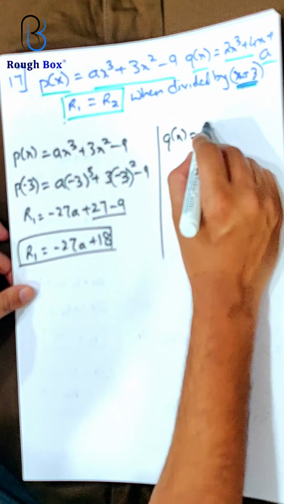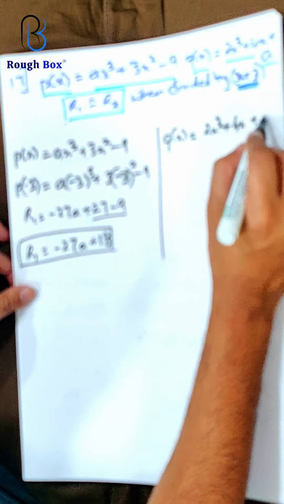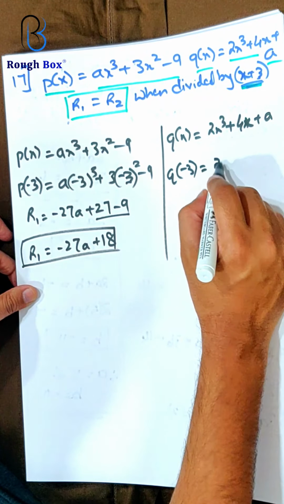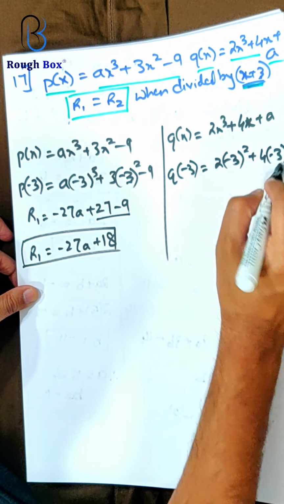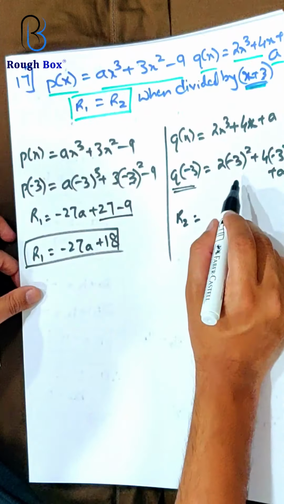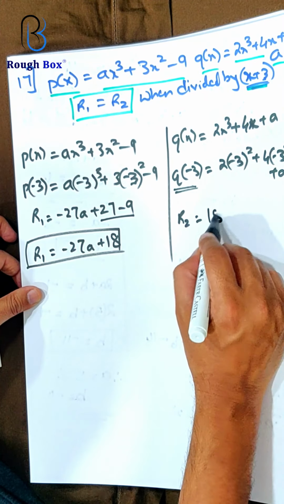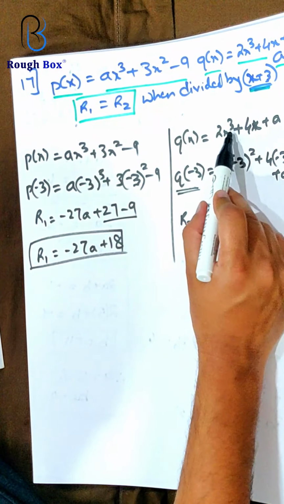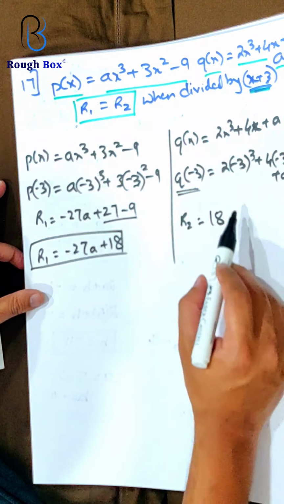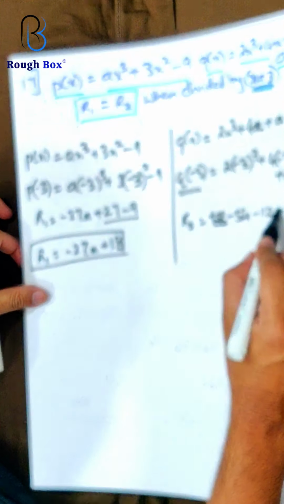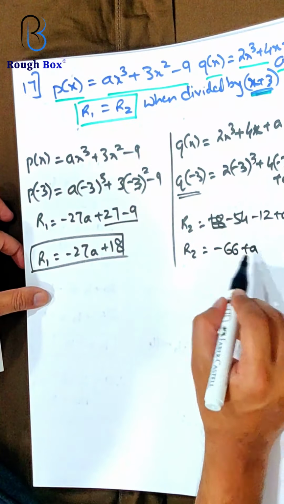So Q of x, 2x cube, 4x plus 8. So for Q, we are taking x as minus 3. And Q of x, we are considering it as R2. So minus 3 square is 9. 9 2s are 18. Am I messing up? Yup. Because this is a cube and I wrote it as a square. So cube. So minus 27 2s are 54. So negative 54. Negative 12 plus 8. So R2 will be negative 66 plus 8.